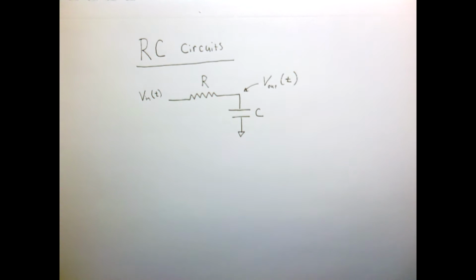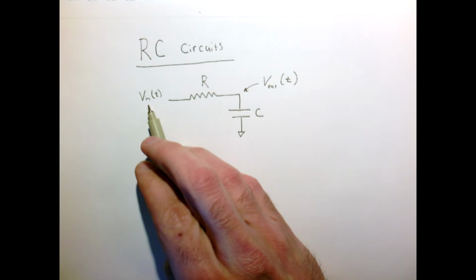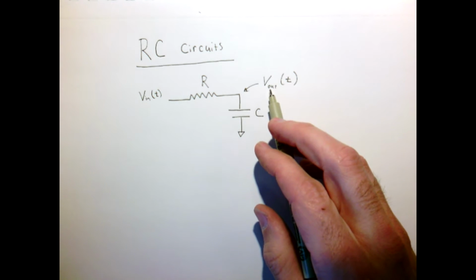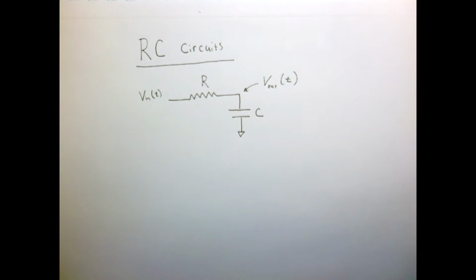So now let's analyze some simple RC circuits. So we'll use the one we discussed in the last video. We have a resistor and capacitor in series, except this time I'm going to consider that I can change the input voltage as a function of time, and then that I can come here and measure the output voltage as a function of time. So this is very similar to what we did in the previous video when we introduced the capacitor.